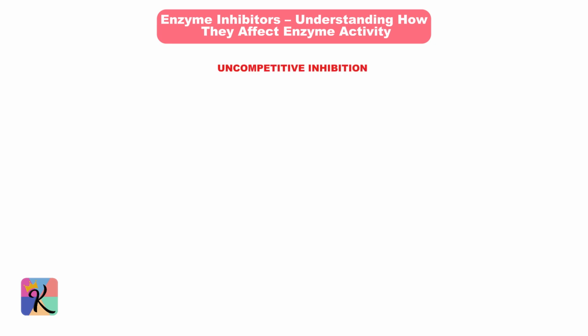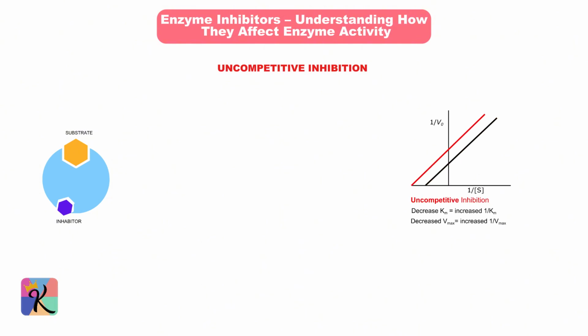Now, let's look at uncompetitive inhibition. In this case, the inhibitor binds only to the enzyme substrate complex at an allosteric site. This prevents the complex from releasing the product, reducing the number of active enzyme substrate complexes. As a result, both Vmax and Km decrease.